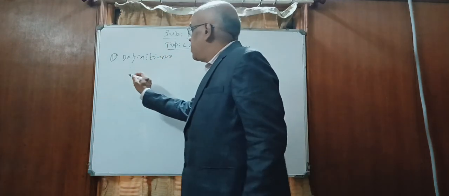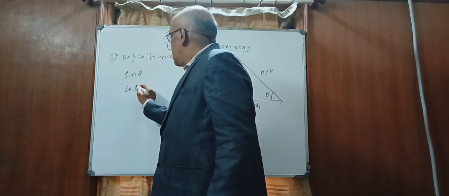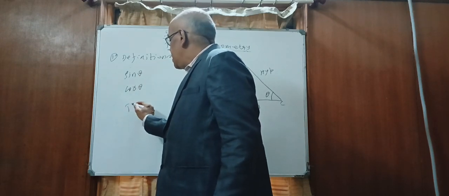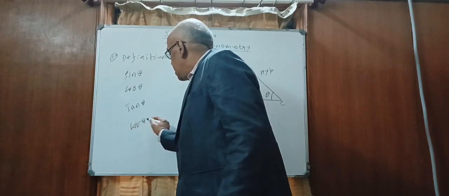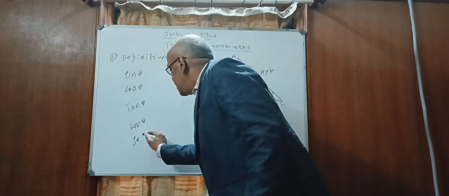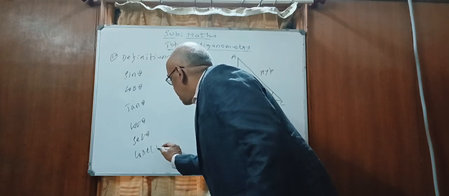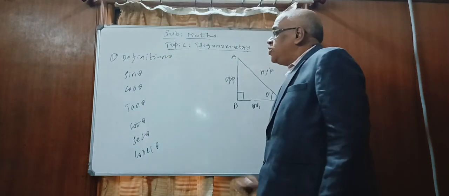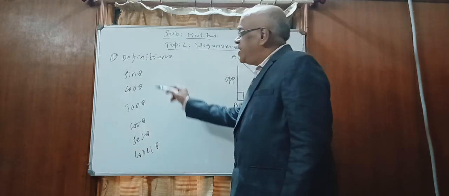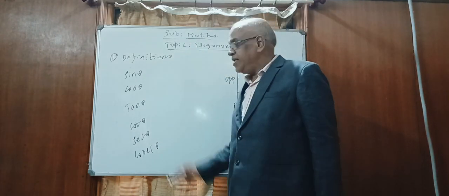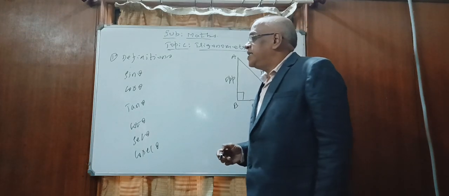Sin theta. Second one, cos theta. Third one, tan theta. Fourth one, cot theta. Fifth one, sec theta. Sixth one, cosec theta. Dear children, try to remember in the same order: sin theta, cos theta, tan theta, cot theta, sec theta, cosecant theta.